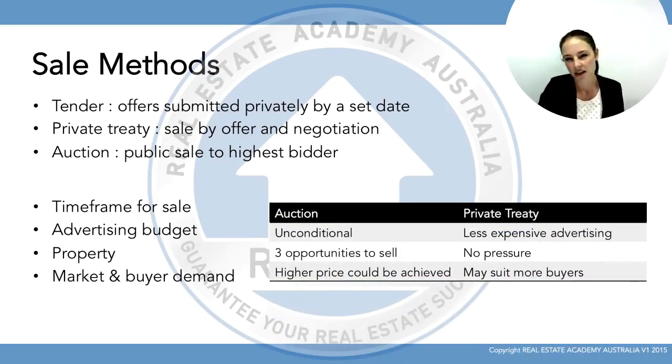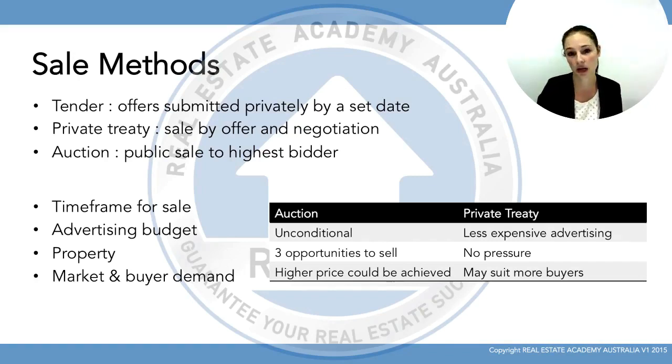For an auction, you have an unconditional sale. What that means is there's no cooling off period. The buyer doesn't have any finance clauses. They can't get out under finance. They can't get out under building and pest. At the fall of the hammer, the property is sold. With an auction, you have 3 opportunities to sell. You can sell it before the auction, during the auction, or after the auction. So it's a 3-phase campaign.